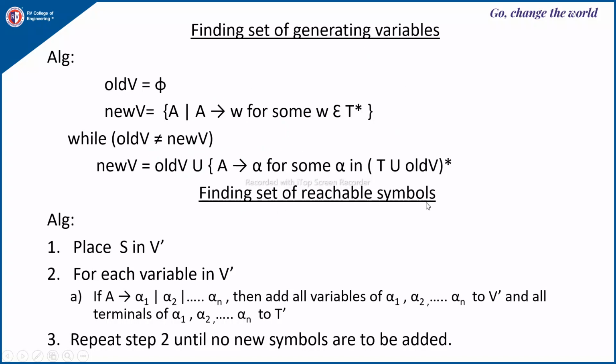Next is finding the set of reachable symbols. You have to identify which variables are reached from the start symbol. The first step is to place the start variable in V dash. Then for each variable in V dash, if you have the production A derives alpha 1, alpha 2, up to alpha n, then add all the variables of alpha 1 to alpha n to V dash and all the terminals of alpha 1 to alpha n to T dash. Now repeat this step until no new symbols are to be added. You can apply this procedure to find the set of reachable symbols.